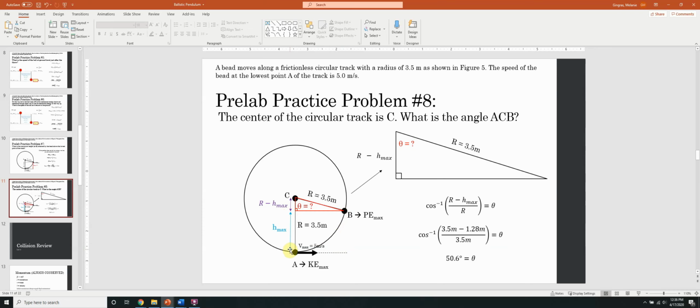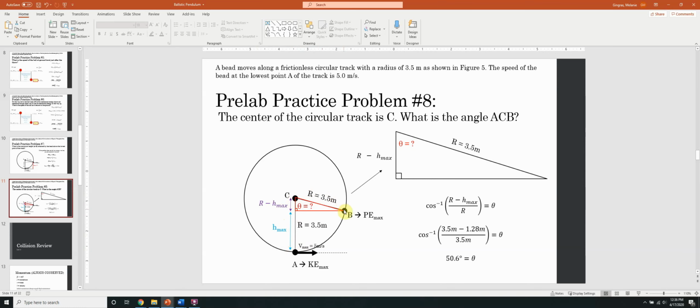I think it's also safe to say that from C to A, this would be considered a radius, right? So we can say that this last little segment between C and h max would be r minus h max, because if this whole distance is h max and the total distance is r, then this little segment has to be r minus h max. I think we can all agree that this distance from C to B is a radius, right? They told us in the problem that the radius is equal to 3.5 meters, so this distance is 3.5 meters.